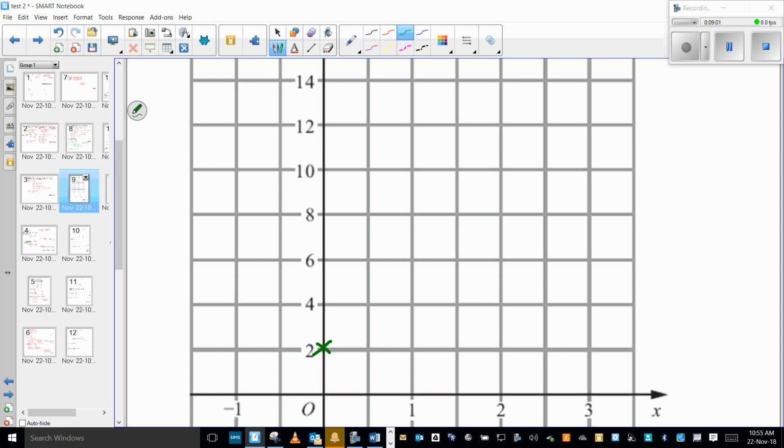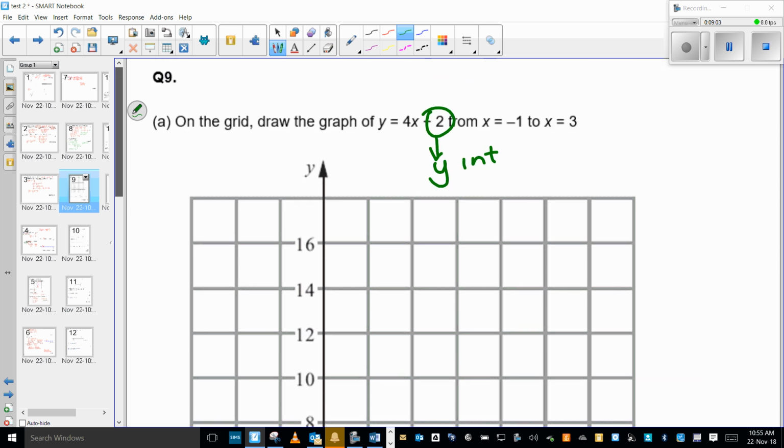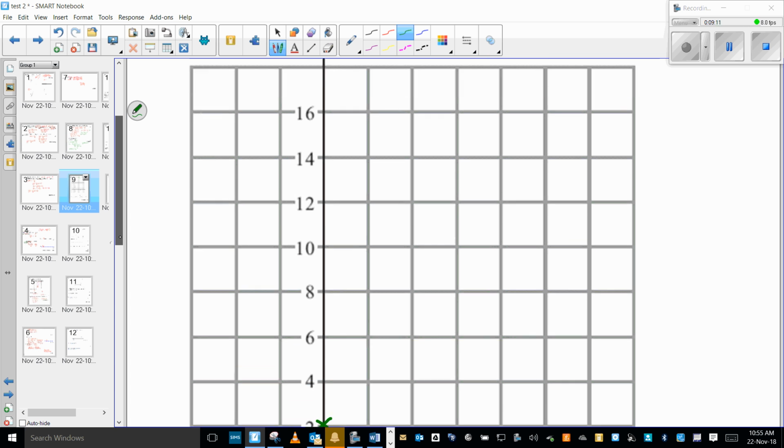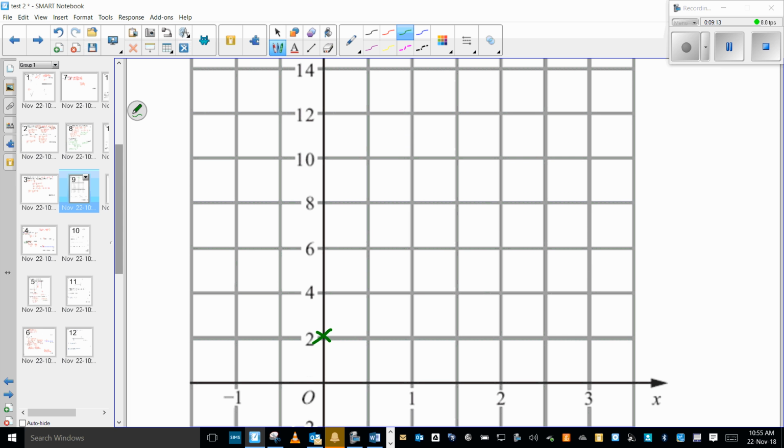And what's our gradient for this line? 4. Remember, gradients we want to think of as a fraction, so we want a rise over a run. So from that point 2, we're going up 4 units, not 4 squares, 4 units, so that's up to here. And going across 1 unit.